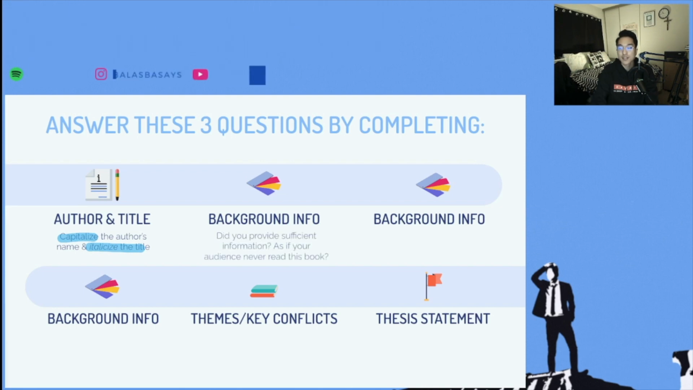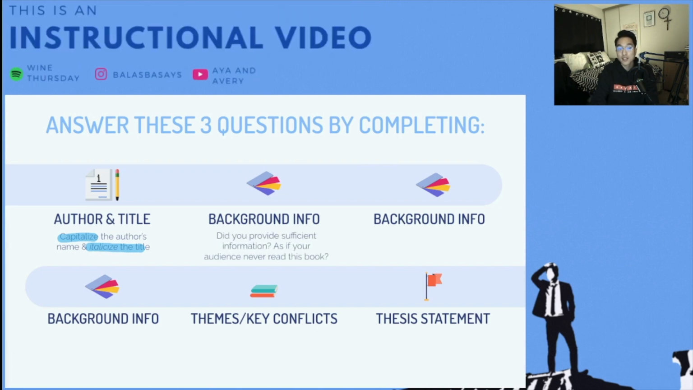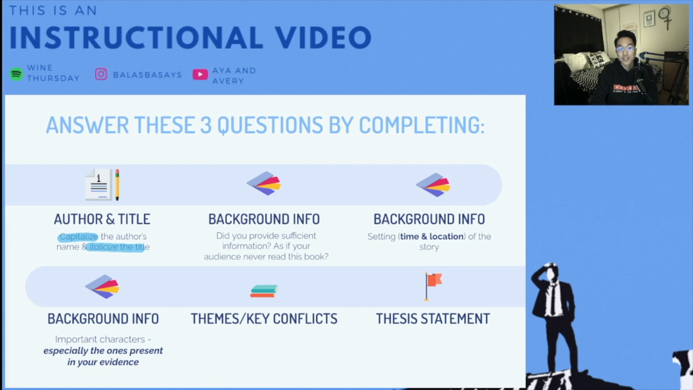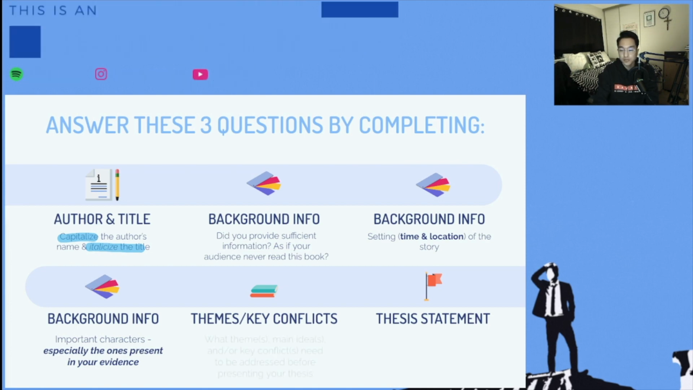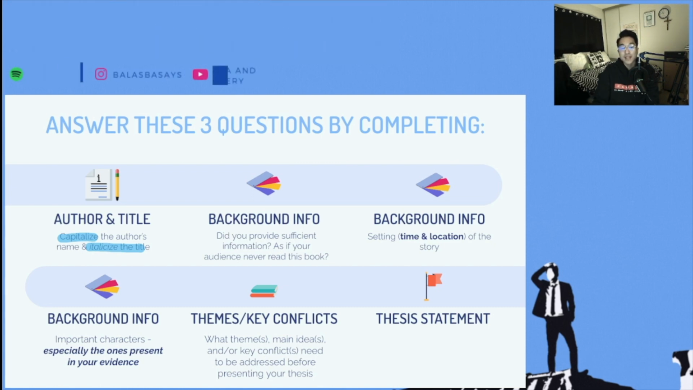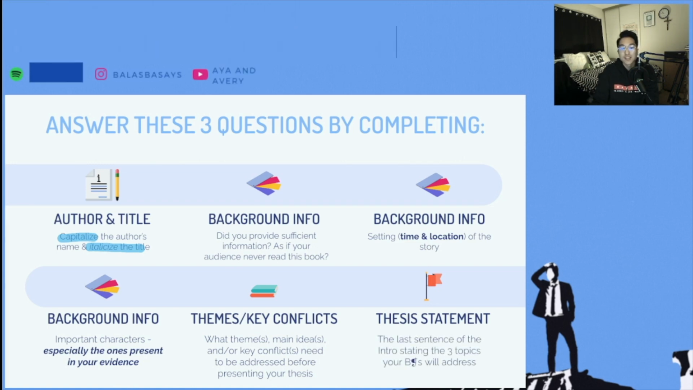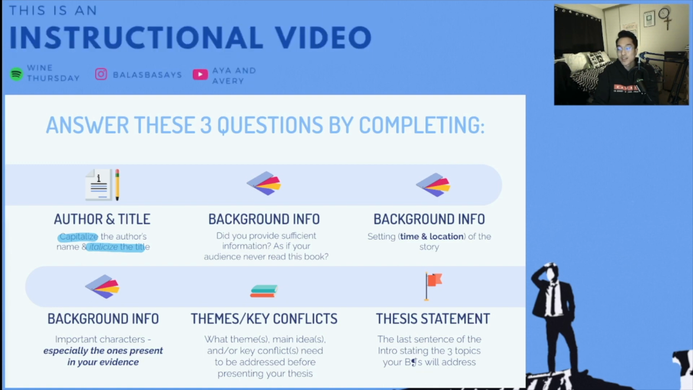Next, did you provide sufficient information as if your audience has never read the book? Did you include things like time and location of the story? And important characters, especially the ones present in your evidence. You want to make sure that you're providing enough context in this introduction so your readers know where the essay is headed. Then for themes and key conflicts: what themes, main ideas, and or key conflicts need to be addressed before presenting your thesis? Then there's the thesis statement itself. This is the last sentence of your introduction stating the 3 topics that your body paragraphs will be analyzing.